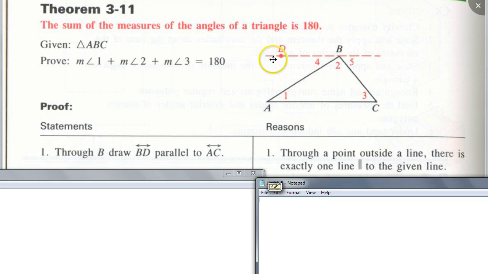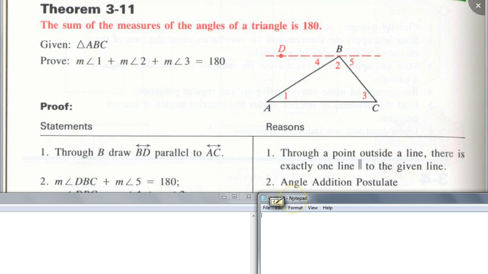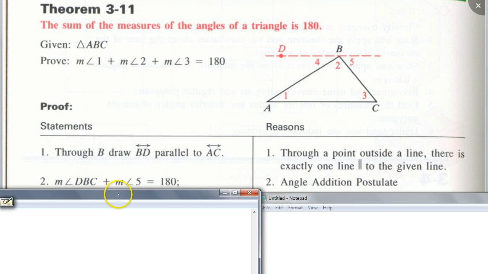Yeah, let's just go with DBC first. Angle DBC plus angle 5 is equal to 180. That you could say as what? Then the reason is the angle addition postulate. Is that okay? But we don't want to keep it as DBC, do we? But what is DBC made up of? Yeah, so could we say angle 4 plus angle 2 is equal to DBC. And what's the reason for that?